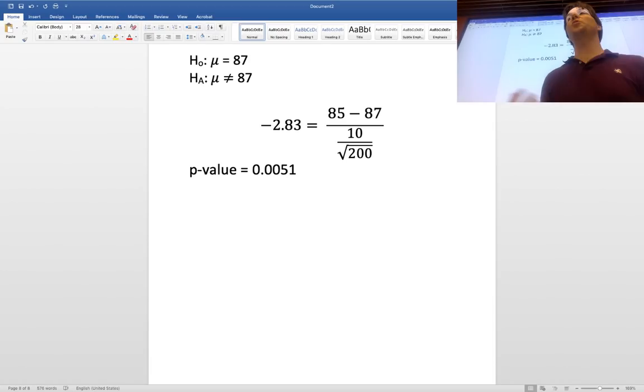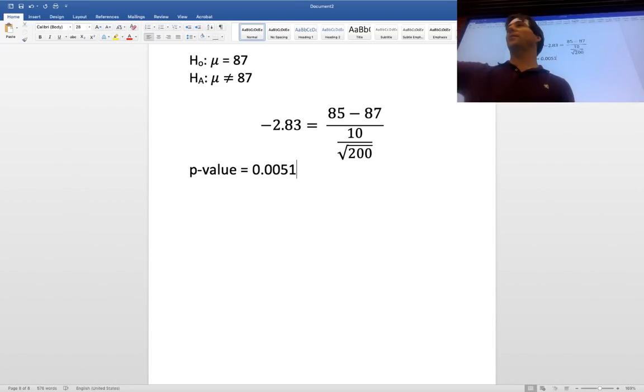Now, what is our usual alpha? The question might say alpha equals 0.05, right? Is that less than 0.05? When the p-value is low, reject the null. Now, here's the hard part for a lot of people. They say, how do I word this?